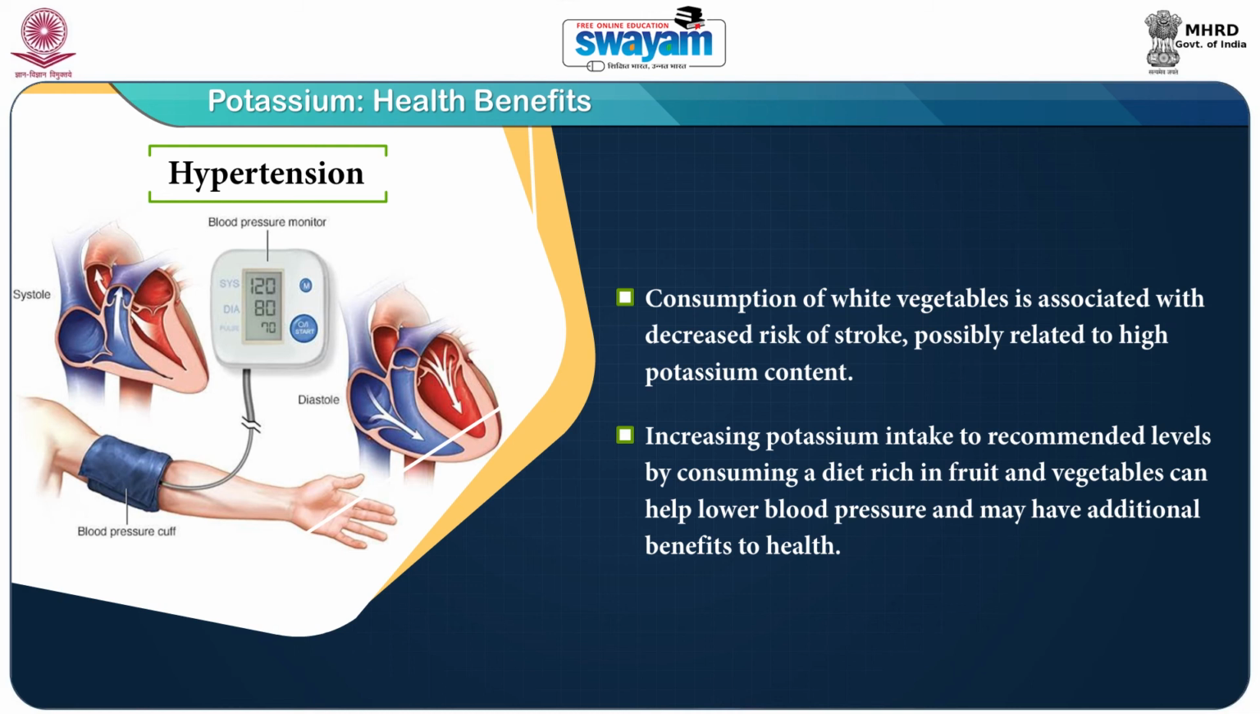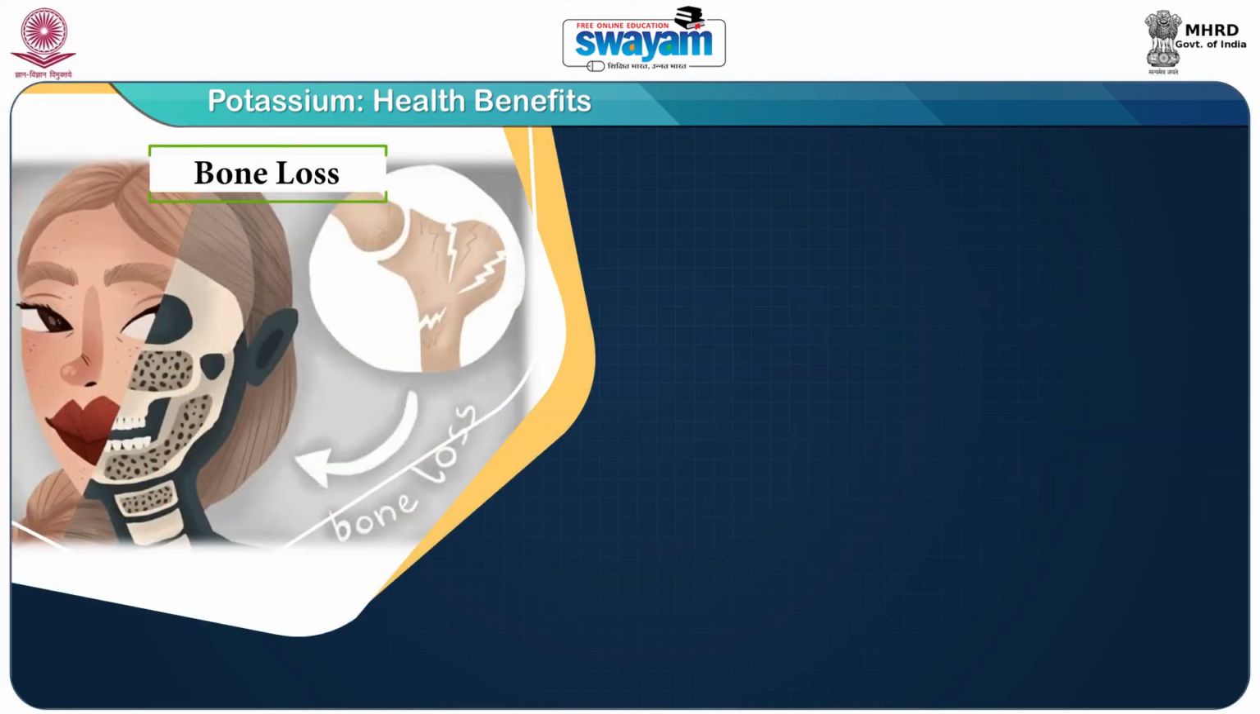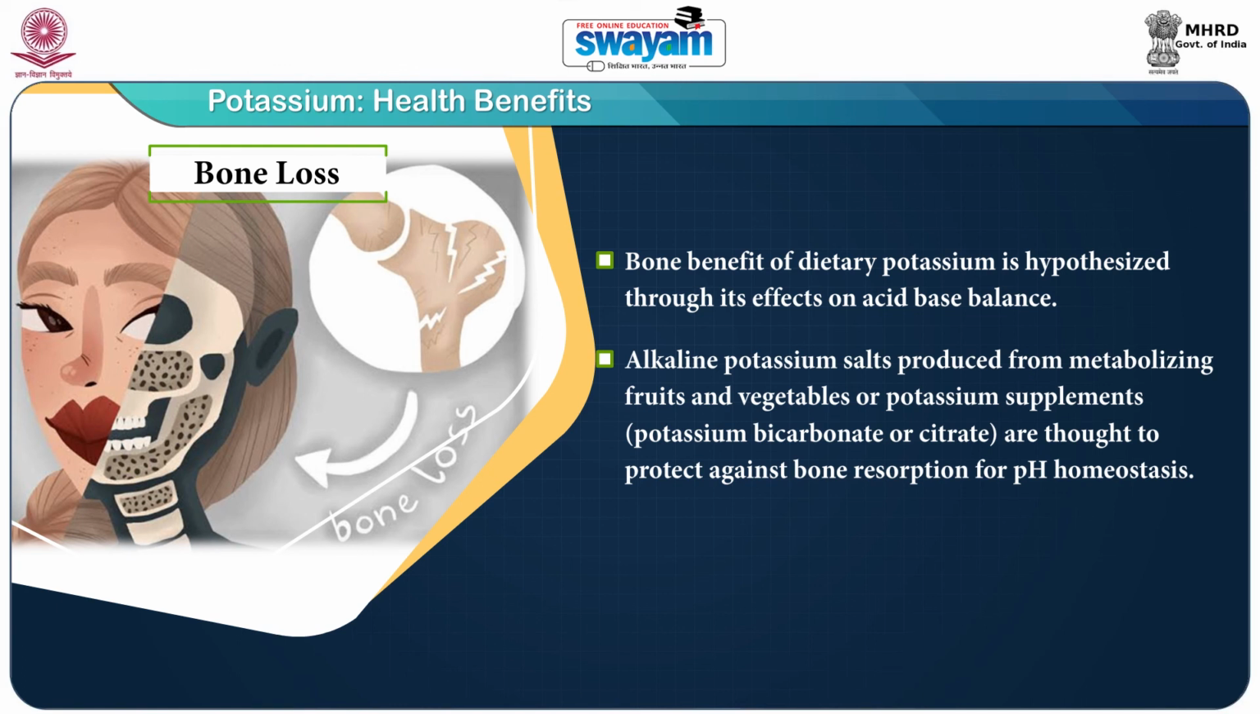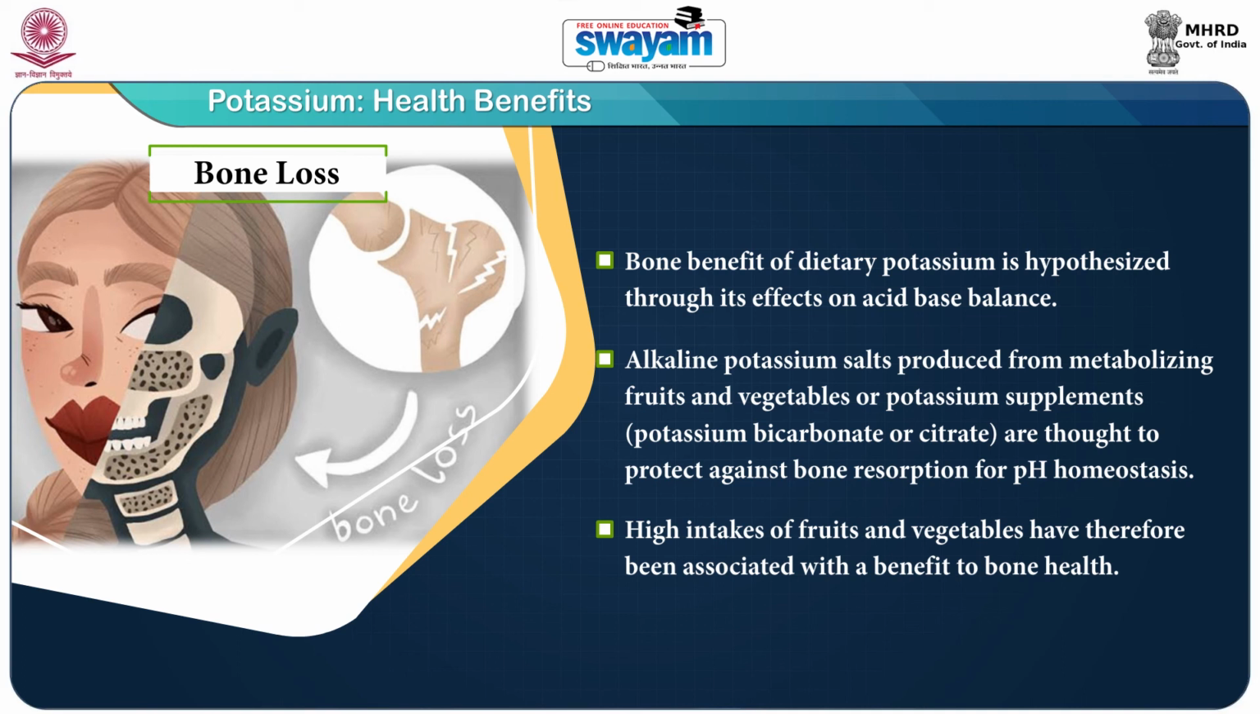Now, coming to the role of potassium as related to bone loss. Bone benefit of dietary potassium is hypothesized through its effect on acid base balance. Alkaline potassium salts produced from metabolizing fruits and vegetables or potassium supplements, that is either potassium bicarbonate or potassium citrate, are thought to protect against bone resorption for pH homeostasis. High intakes of fruits and vegetables have therefore been associated with a benefit to bone health.